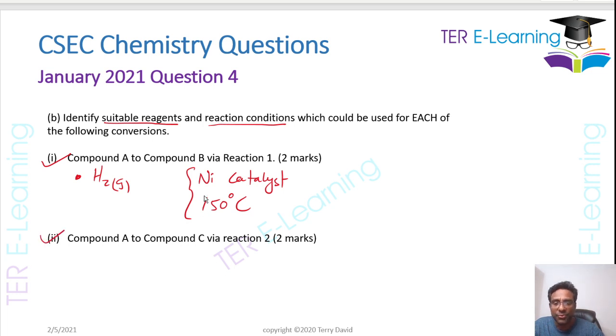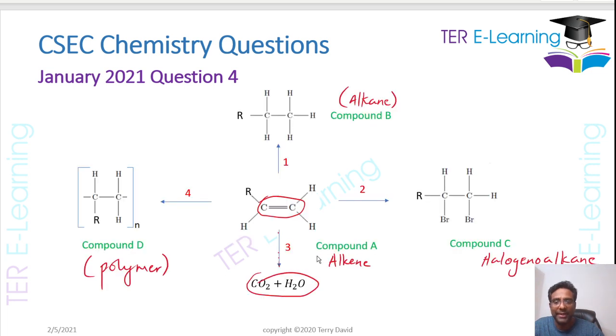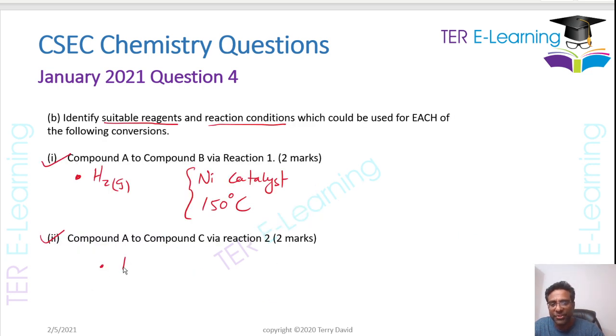The next part, part 2, you want to convert from compound A to compound C via reaction 2. So where is compound A? We started with the alkene again, going to compound C. So you realize, I'm just adding bromine across the double bond. Therefore my reagent should be bromine, so we can just say my reagent is Br2.